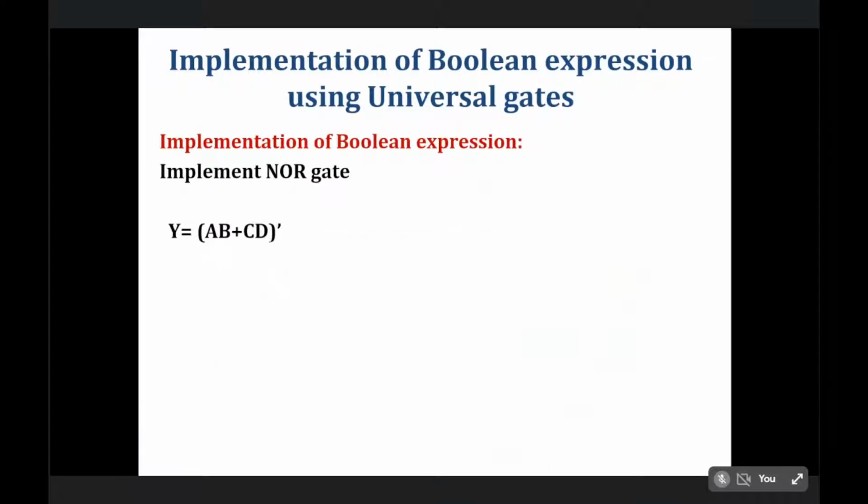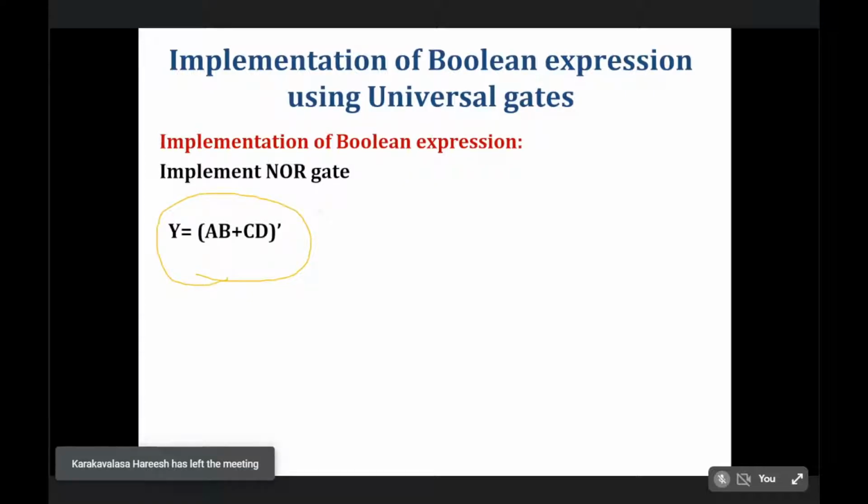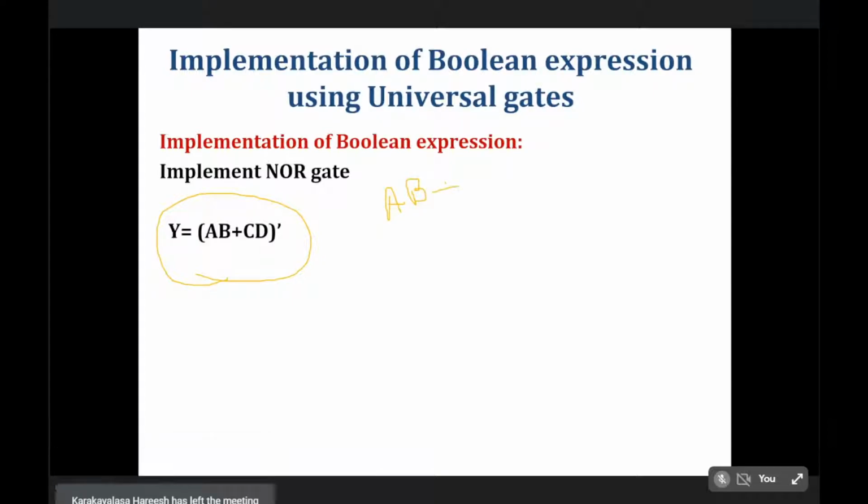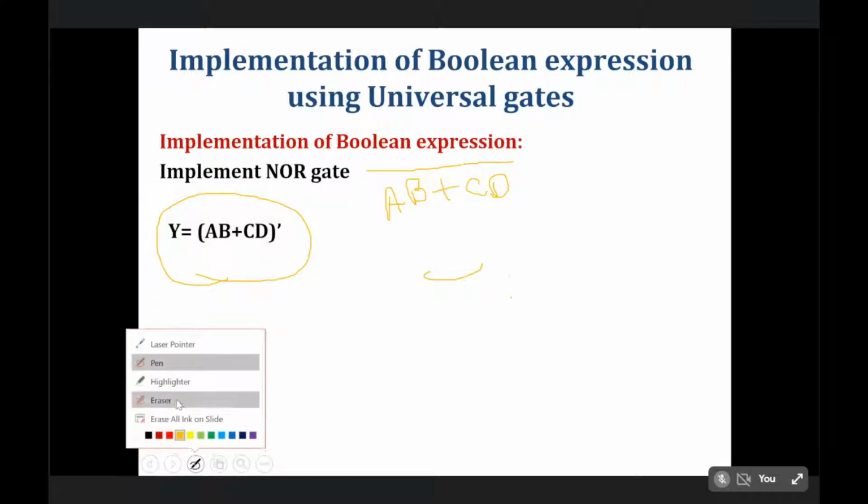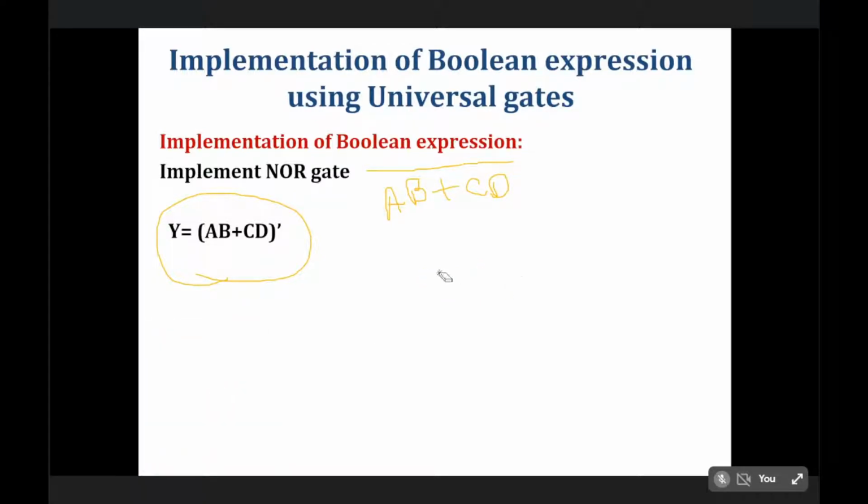Next, try to implement this, AB plus CD whole bar, with the NOR gate. Can you try this? How many NOR gates do we need here in this case? How many NOR gates are required? Can you try?